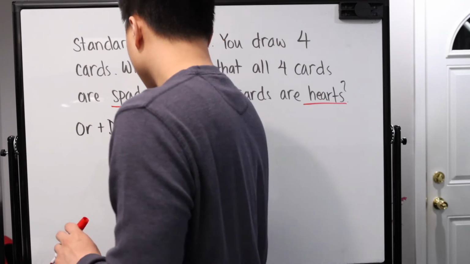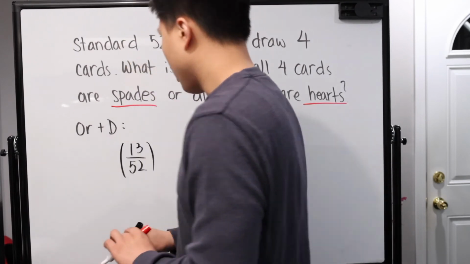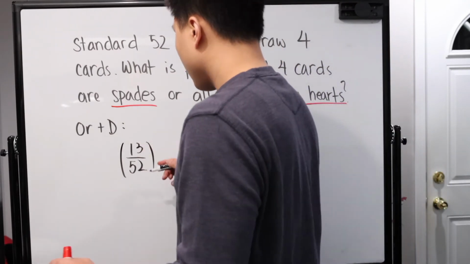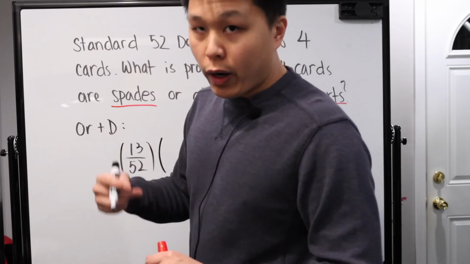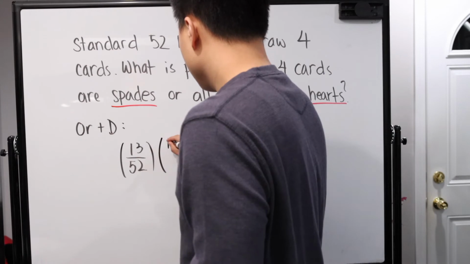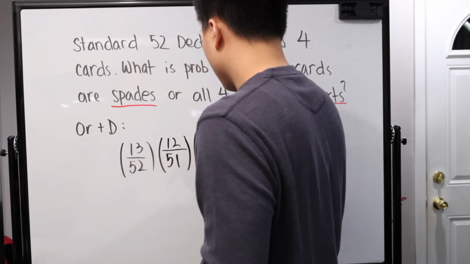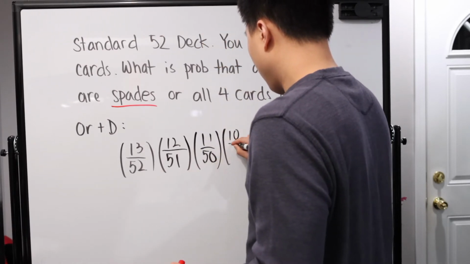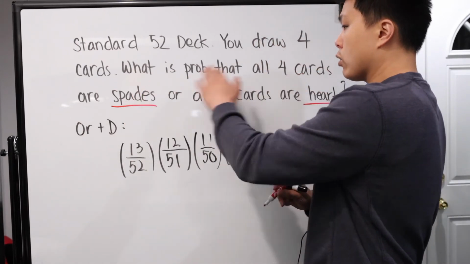The first one is going to be 13 out of 52, right? There are 13 of those cards, all from ace all the way to jack, queen, king. And then after you draw the first one, the second one, you also want spades. Since we're drawing one after another without putting them back, it's going to be 12 out of 51. And then, of course, 11 out of 50, and then 10 out of 49, right? That's the first situation, 4 cards that are spades.